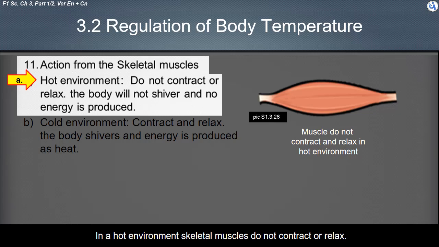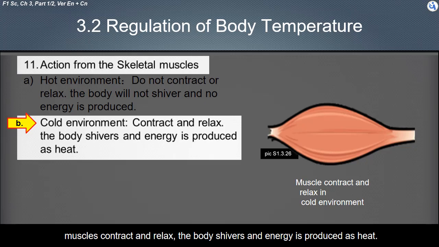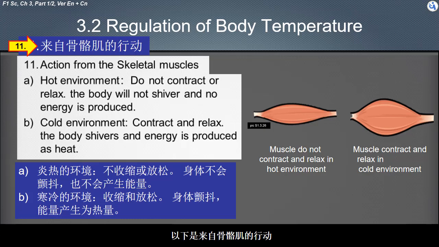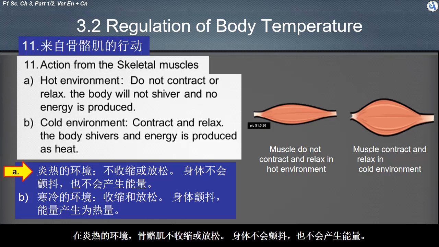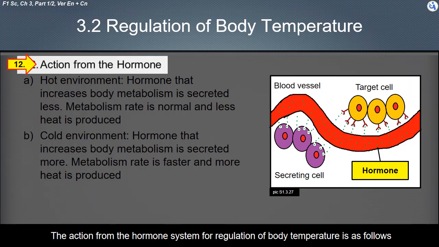In a hot environment, skeletal muscles do not contract or relax. The body will not shiver, and no energy is produced. In a cold environment, muscles contract and relax, the body shivers, and energy is produced as heat. The action from the hormone system, for the regulation of body temperature, is as follows.